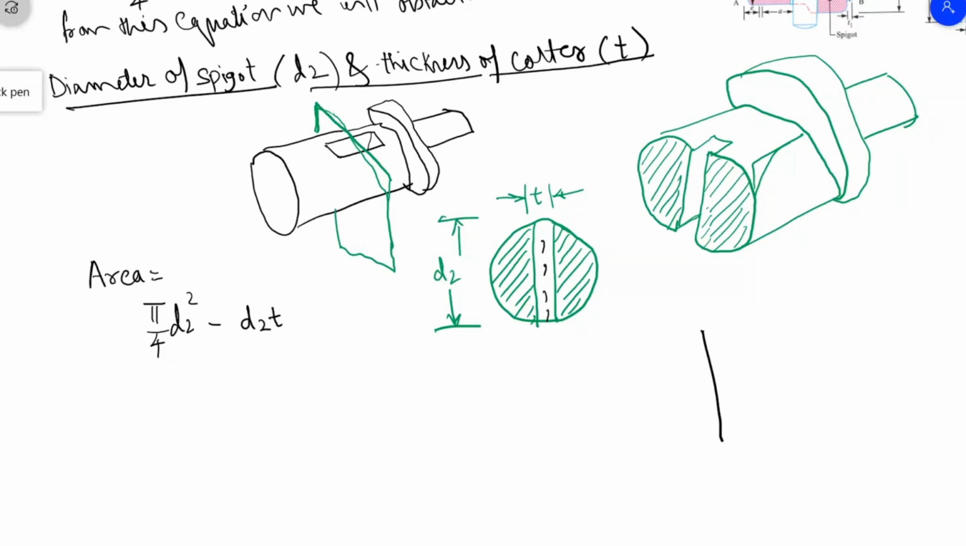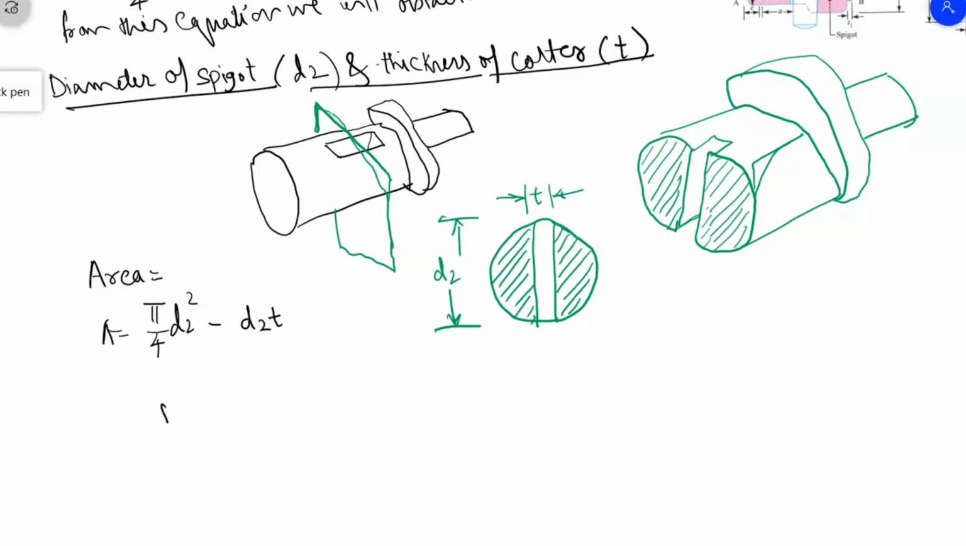We will say that, sir, this is curved from here, so this is not a rectangle. Yes, you are correct, this is not a rectangle. But for design purpose, we will ignore this portion and consider it as a rectangle. So this area will become d2 into t. Minus d2 into t. So this is the area.